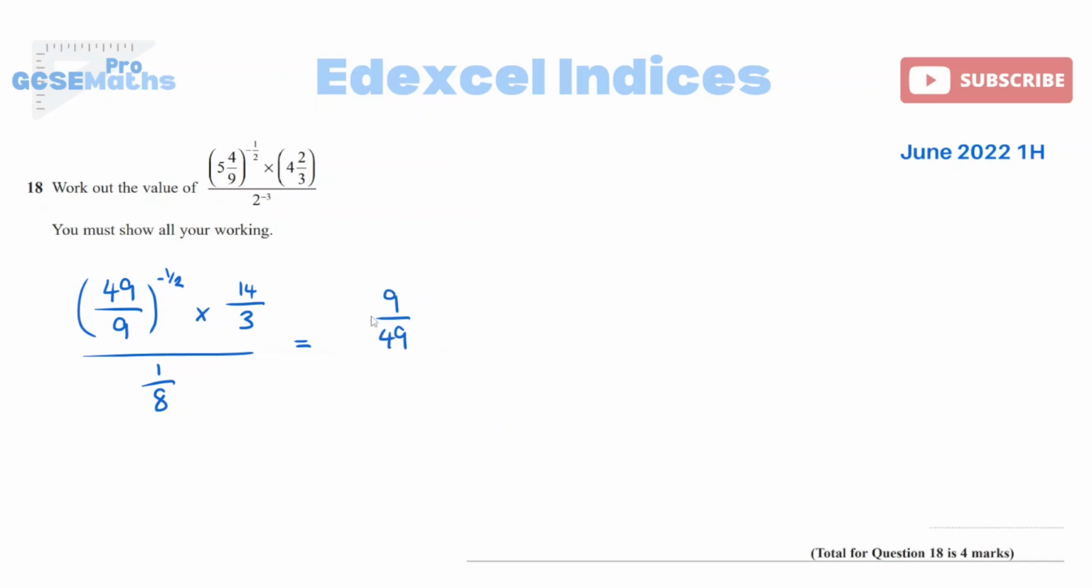So that means we need to flip the fraction. Now, let me just write out the rest. Now that we flipped it, the power of a half means square root, so square root both numbers. So that would give us 3 over 7, multiplied by 14 over 3, over 1 over 8.